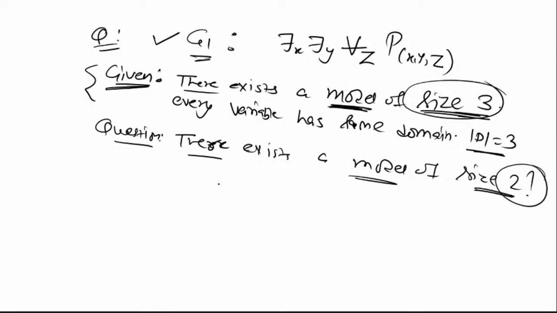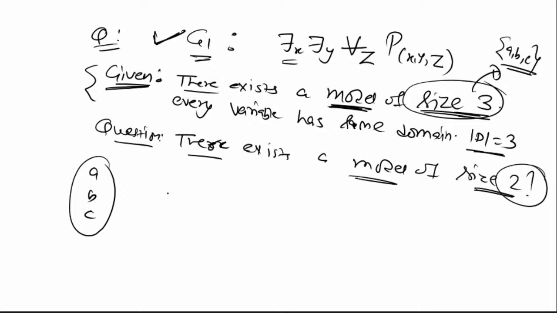So let's try to solve it. See, this is the formula G1. We have already seen this in the last class. The size of the domain is given to you, so there exists a model. Let's assume that model has the domain A, B, C. For Y also, this is the domain, and for Z also this is the domain.